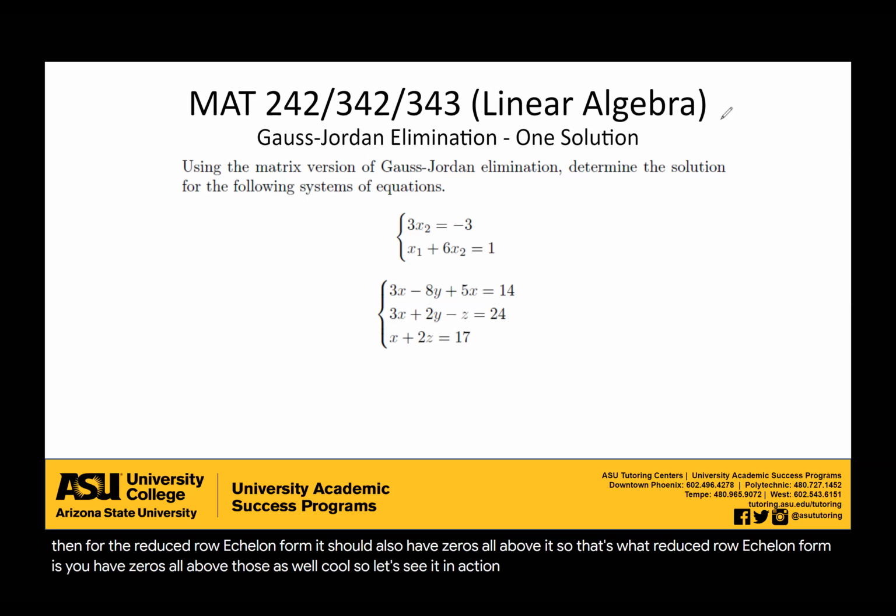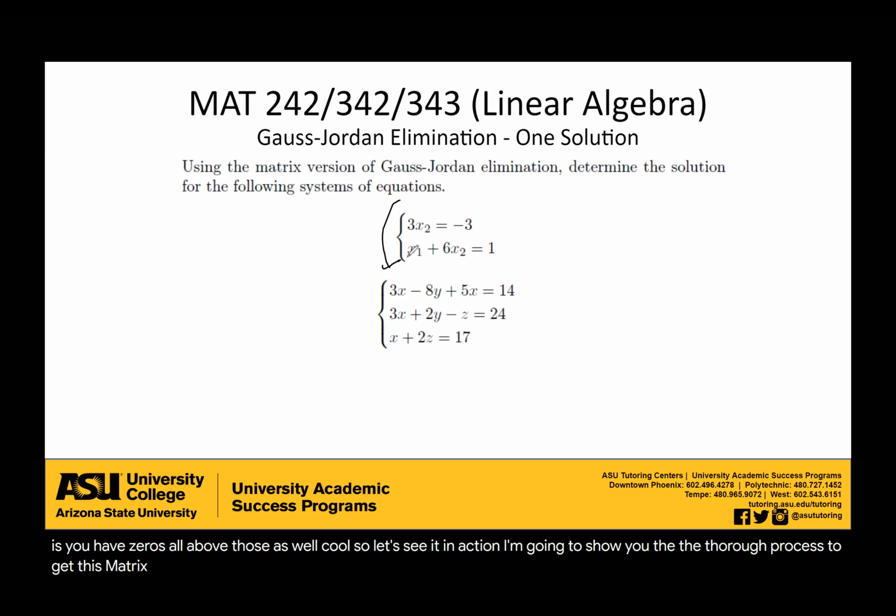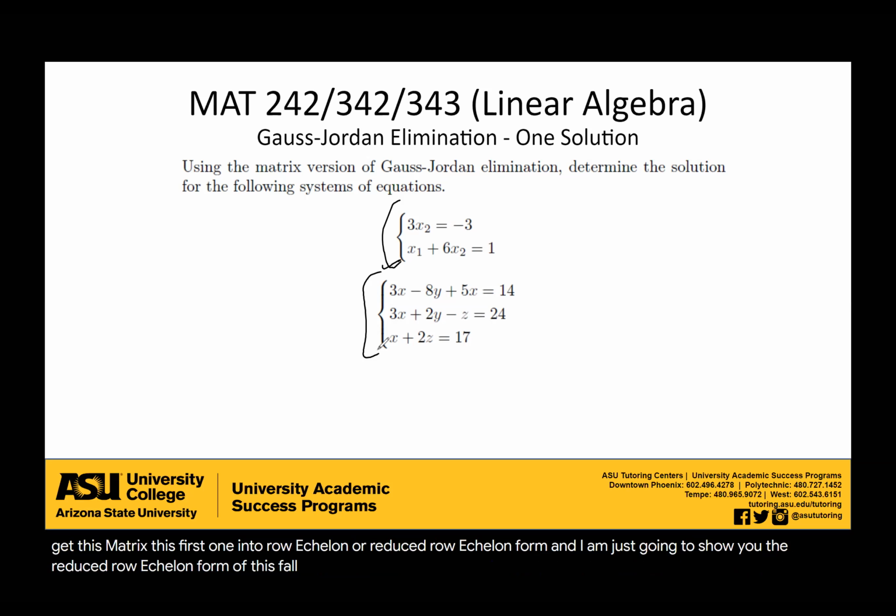I'm going to show you the thorough process to get this matrix, this first one, into row echelon or reduced row echelon form. And I am just going to show you the reduced row echelon form of this following matrix down here. Okay, I'm not actually going to get it into reduced row echelon form, but I'll show you what it looks like. So let's start with our first matrix.